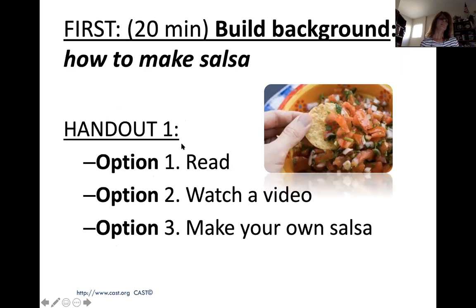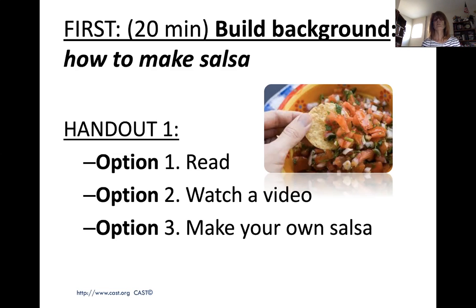My students, you all, I need to build some background information if I want them to be able to write about how to make salsa. So in your handout, the first handout is about building background. It's in front of you, first page. We have 3 options. These are the 3 options I'm giving you to figure out how to make salsa. This is going to give you some information so that you understand how to do that. So eventually the goal is to write a narrative on how to do this.